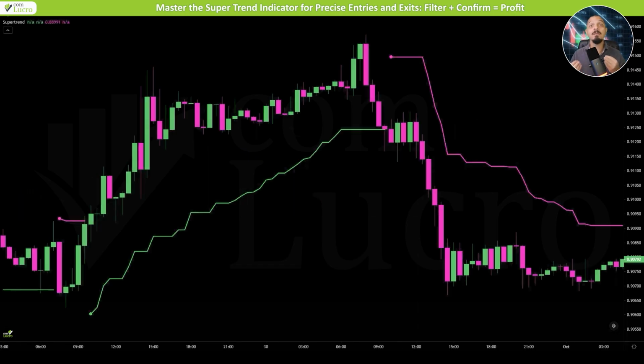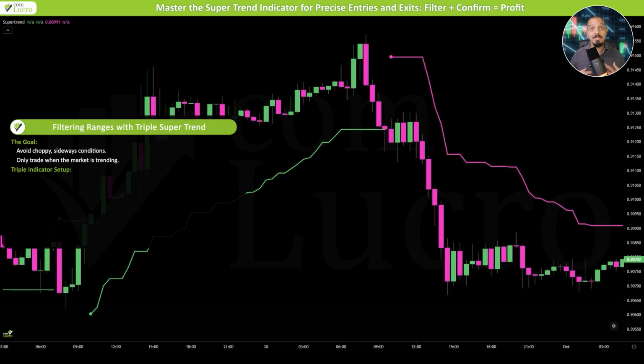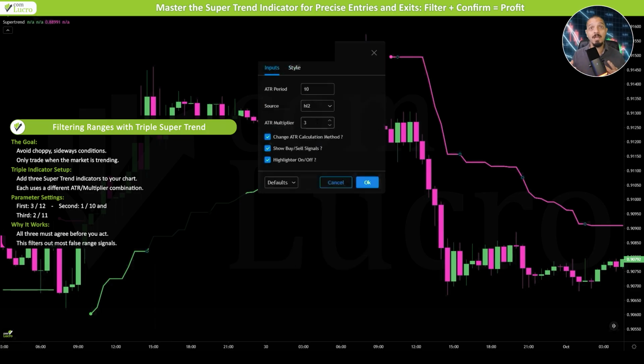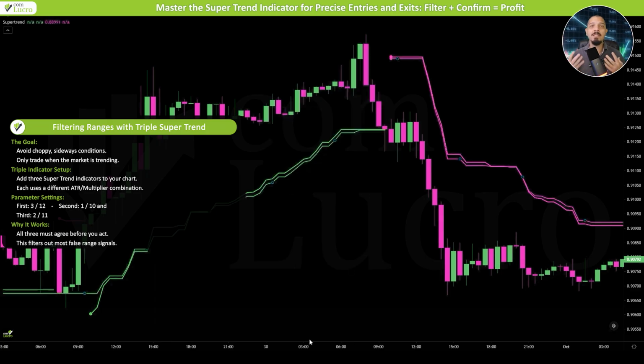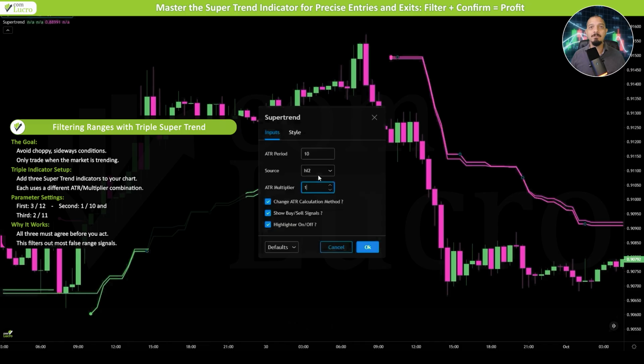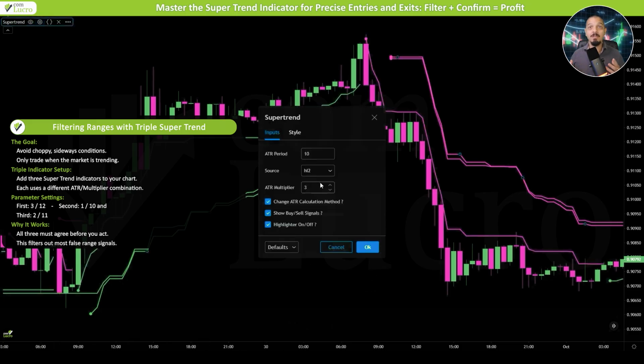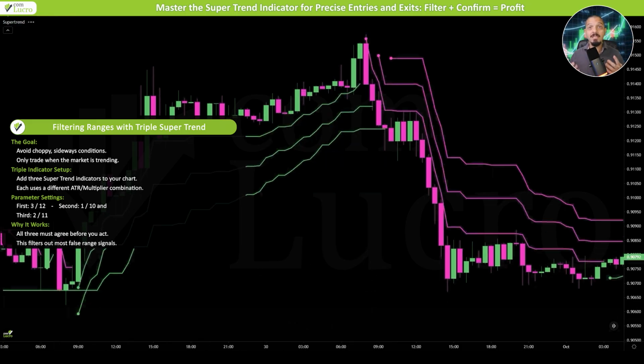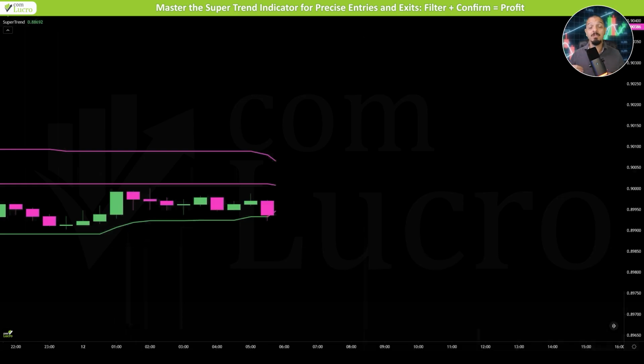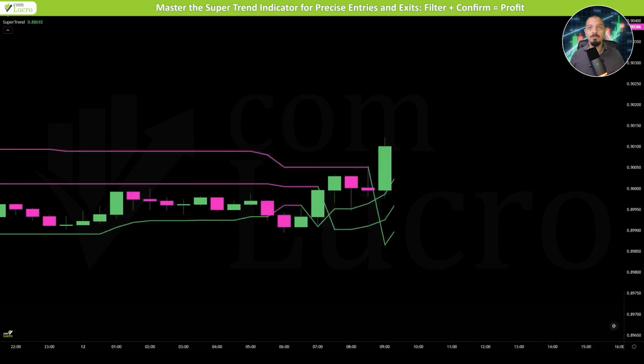Here's how you do it. First, add 3 separate super trend indicators. Set the first one to a value of 3 and 12, the second to 1 and 10, and the third to 2 and 11. We use the super trend strategy by entering trades only when all the lines are the same color. For example, in this chart, the bottom line turns green while the other two remain red, so you hold off for now. Then, all the lines switch to green. That's your cue to take a buy position.